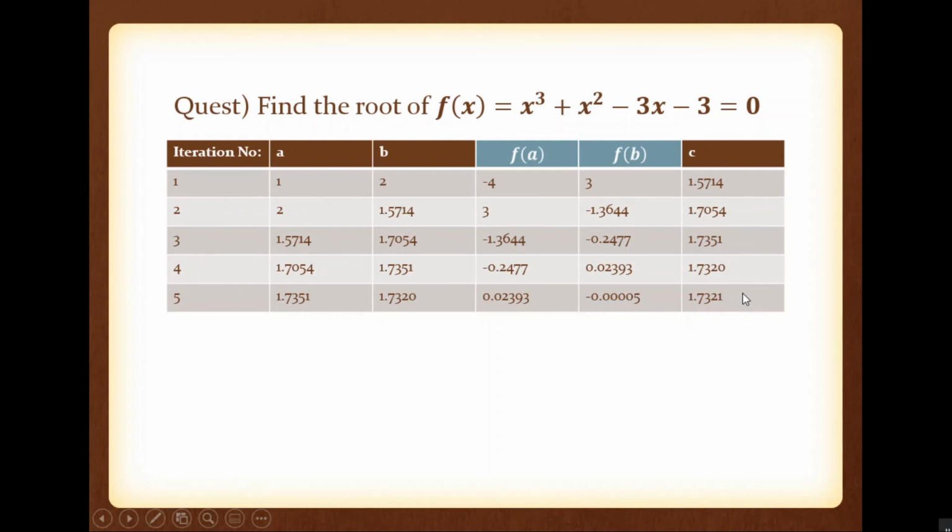So we are taking this C as the root of the given equation, f of x equal to x cube plus x square minus 3x minus 3, that is equal to 0. So the root is equal to 1.7321.